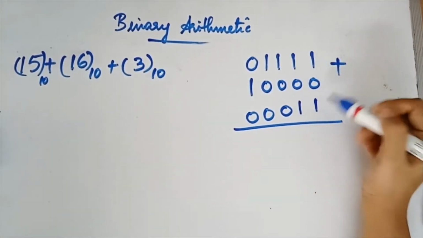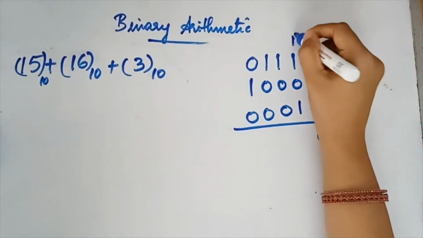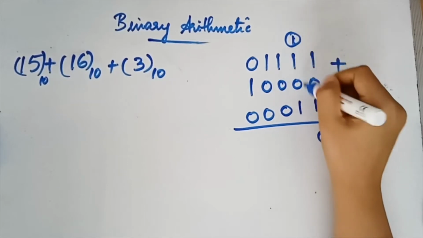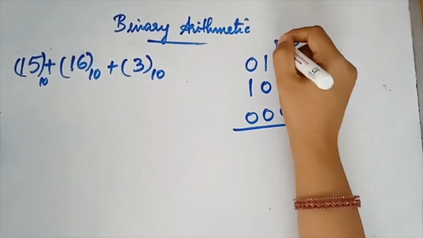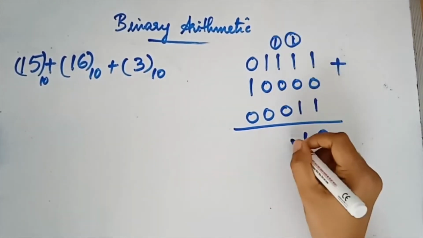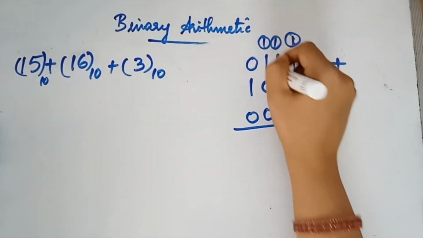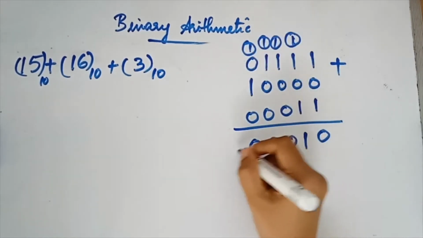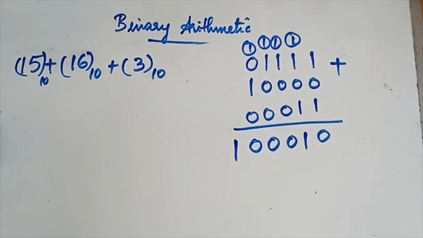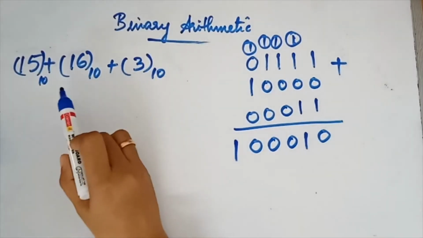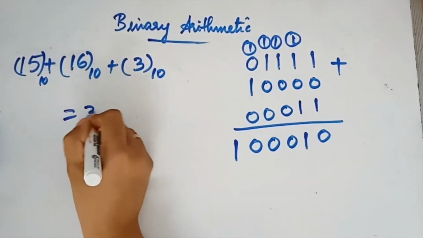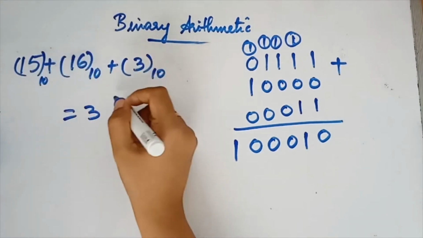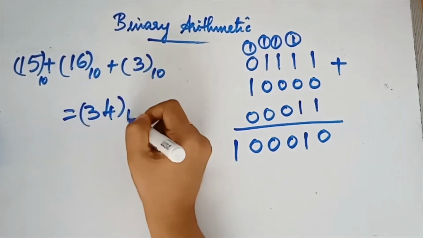So 1 plus 0 plus 1 is 0 with a carry 1. 1 plus 1 is 0 with a carry 1. That plus 1, that is 3 ones, is 1 with a carry 1. 1 plus 1 is 0 with a carry 1. 1 plus 1 is 0 with a carry 1. 1 plus 1 is 0 with a carry. So here the actual answer is 34, right? 34 to the base 10.